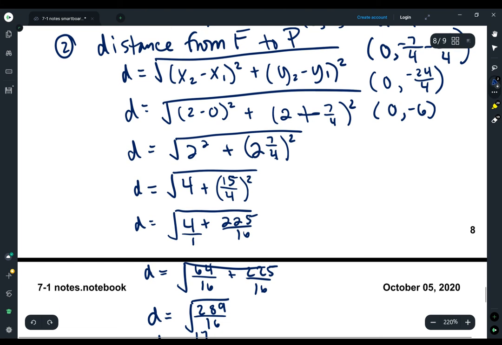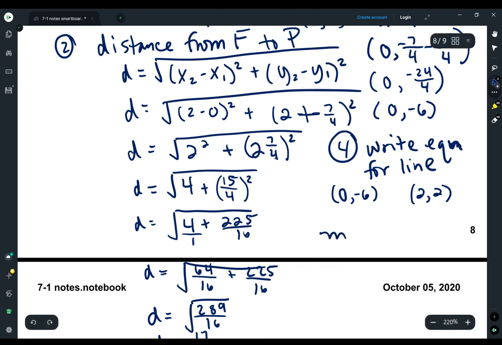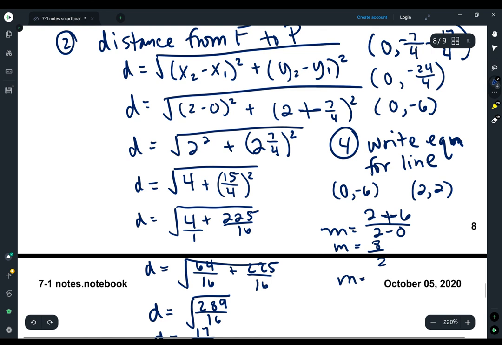So my last step now is to actually write an equation for the line. So I have the 2 points to work with. I have that point I'm calling A because it's on my axis of symmetry, (0, negative 6). The other point is the one I was given on the parabola, (2, 2). So now I just write an equation. It turns out I already have a y-intercept. (0, negative 6) is my y-intercept. So I could do y equals mx plus b pretty easily, but I do need a slope. So my slope is going to be 2 minus negative 6 over 2 minus 0, which is going to be 8/2. So my slope is 4.